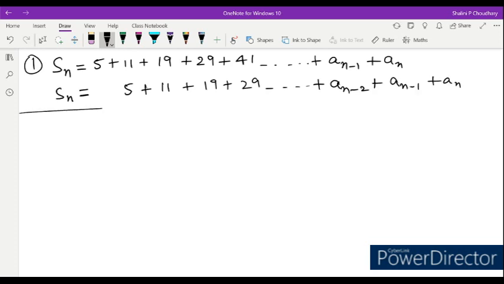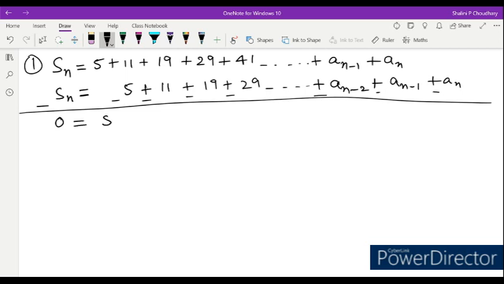So what we have to do is subtract this one, this one, this one. So what value will we get? On this side 0, and 5 as it is we will write here, and 11 minus 5 will be 6, plus here 8, then 10, then 12 and so on.